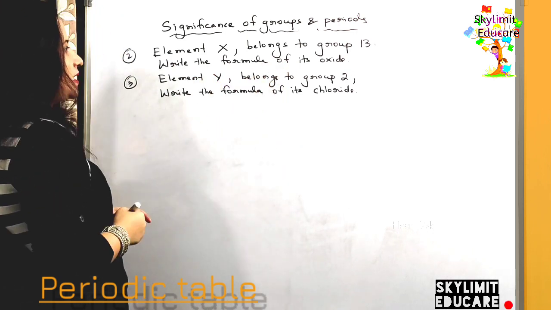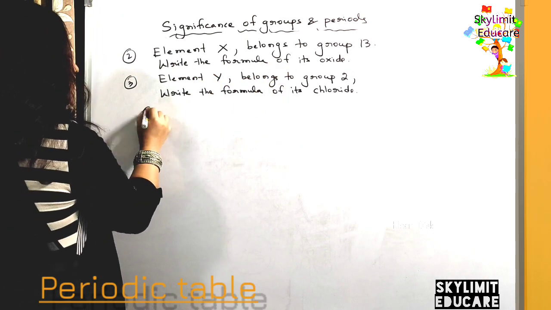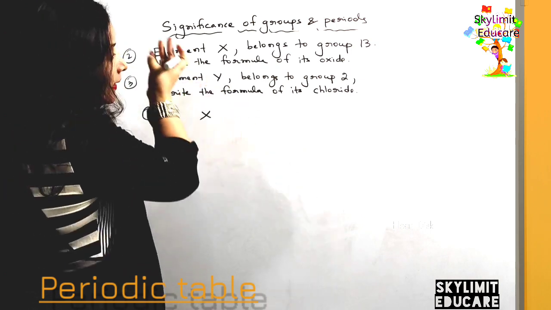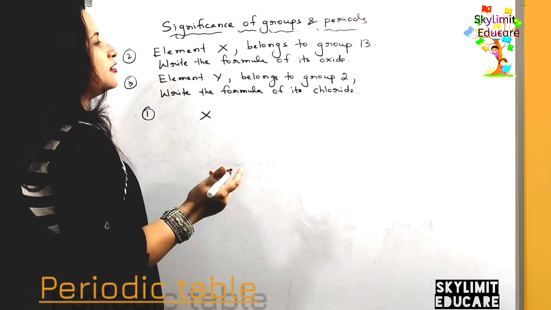Write the formula of its oxide. Now let us take the element X. We don't know what that element is, and I'm not going to identify it. It belongs to group number 13. You write the formula of its oxide.